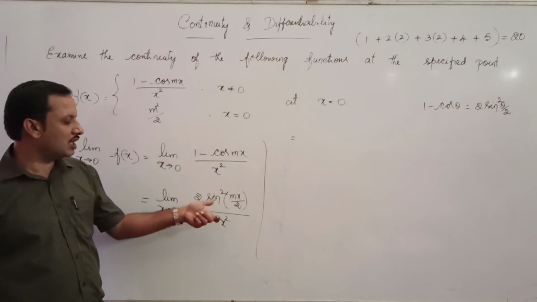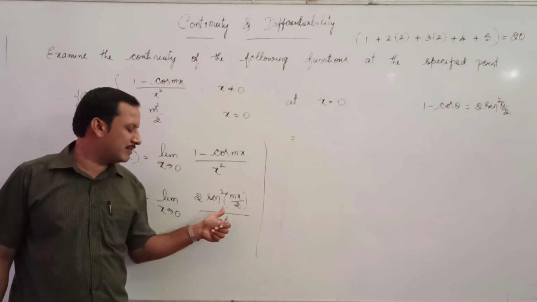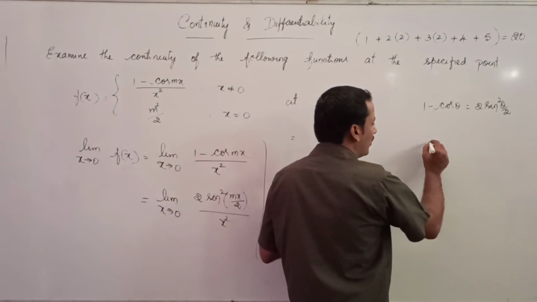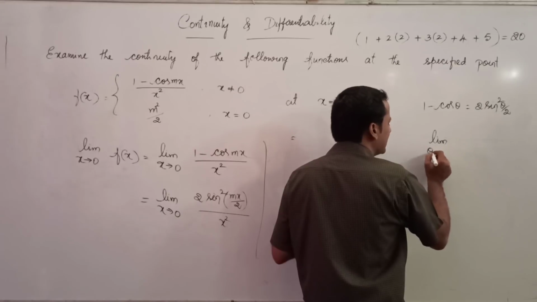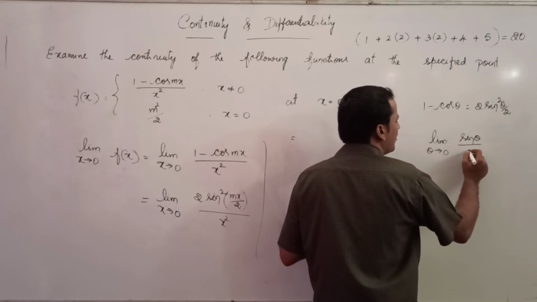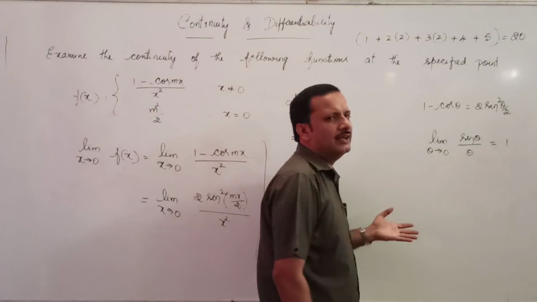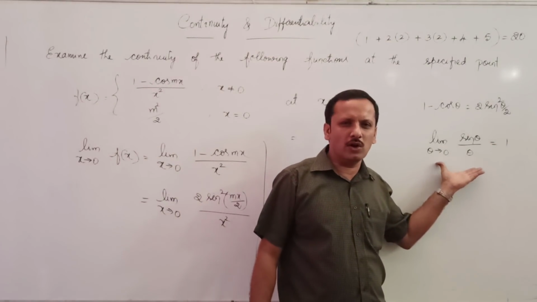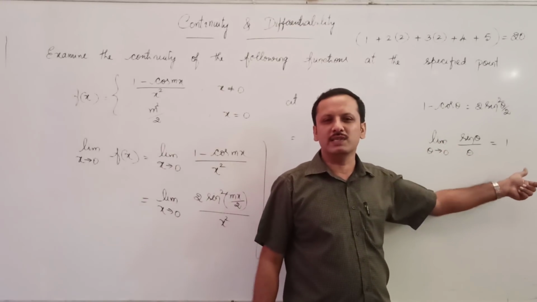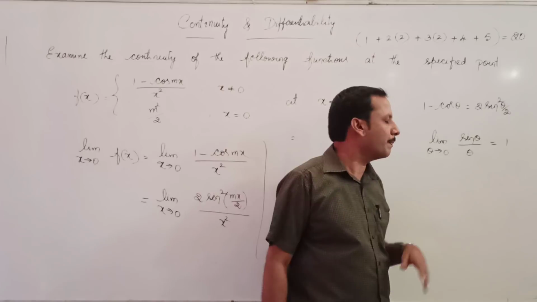Limit x tends to 0, 2 sin square mx by 2 divided by x square. We can think of another formula in limits, that is limit theta tends to 0, sin theta by theta is equal to 1. This is a very well known formula to all of you. This formula we know. Okay.